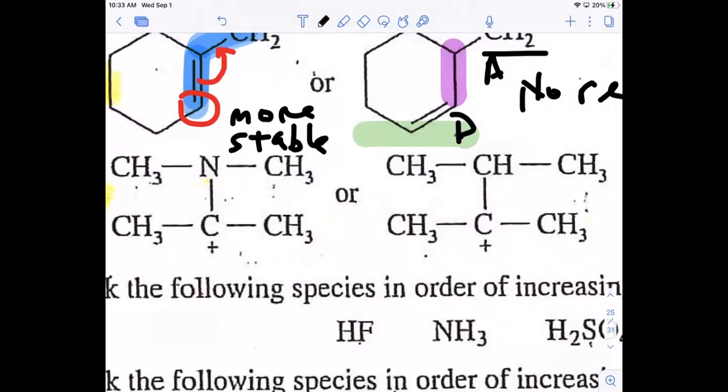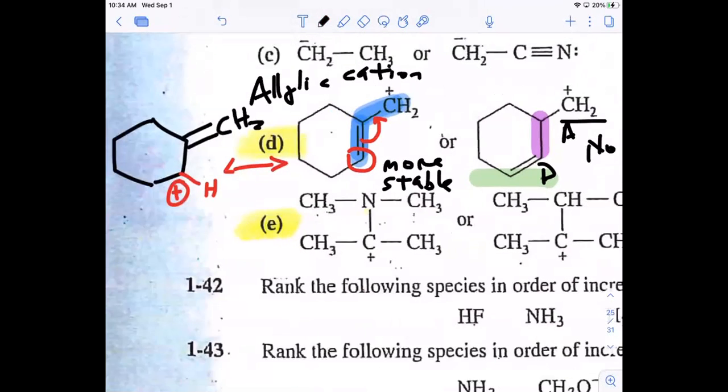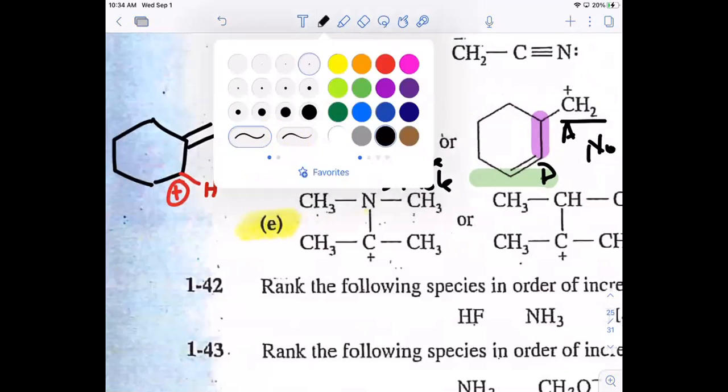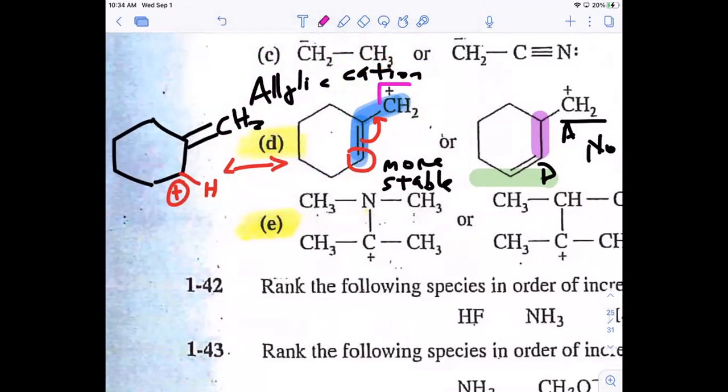Anytime you can do resonance and delocalize a charge, which we did here by sharing it between this carbon right here and this carbon right here, right? That plus charge just oscillates between those two. And anytime we can take that charge and share it like that, then it's going to stabilize it. I always like to think back to that initial resonance video where you could take a load and share it among multiple people, right?